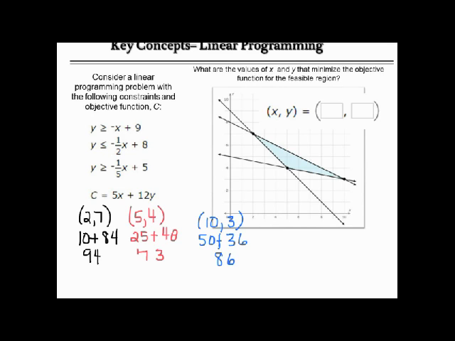The x and y value that minimize the objective function, that's my smallest number, so the point that minimizes it is when x is 5 and y is 4, which is that point right there.